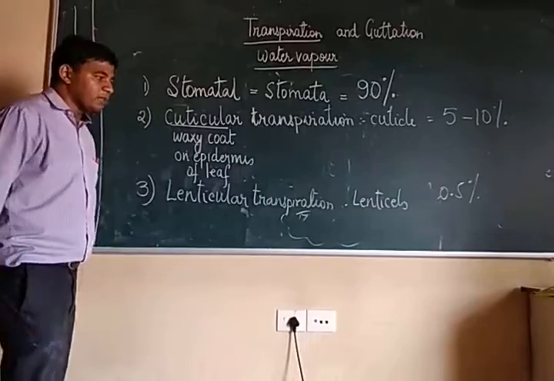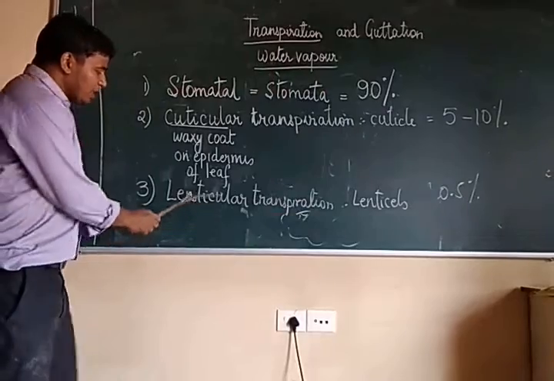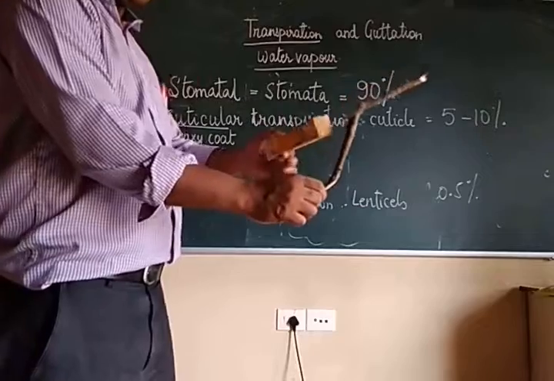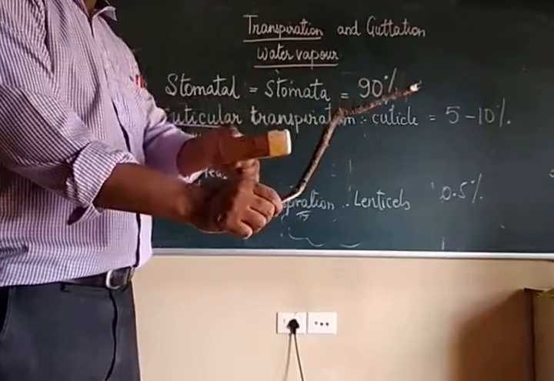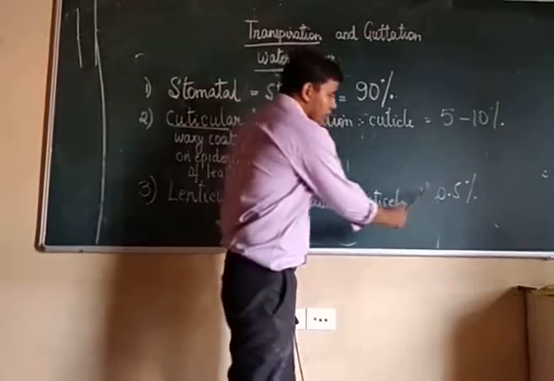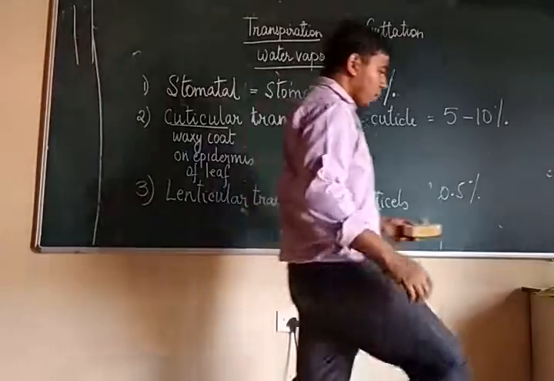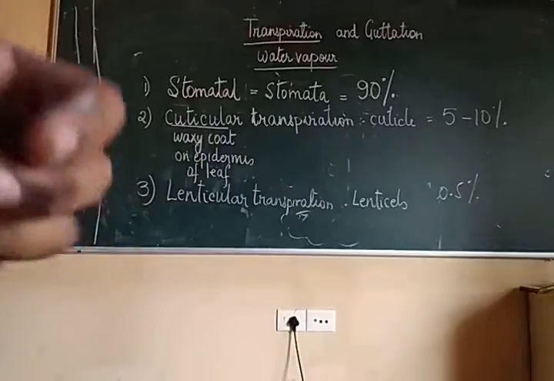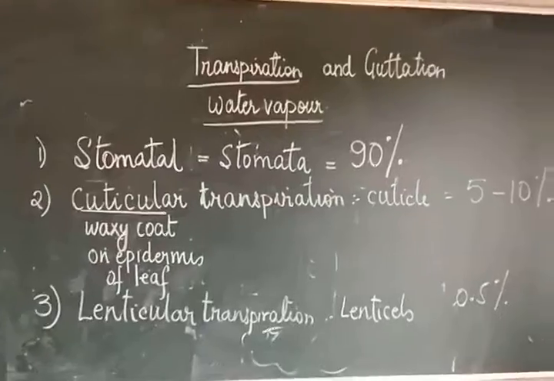The last type of transpiration which we saw was lenticular transpiration. So what are these lenticels? These lenticels are the pores on the old stem. Through these also water can come out in the form of water vapor, but it is just 0.5%. Got the three types of transpiration? Okay, so I'll stop here. So this is about transpiration.